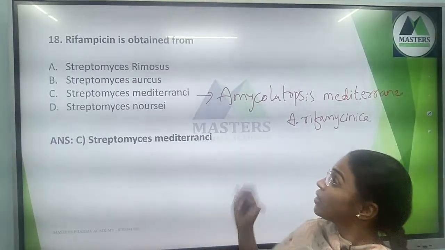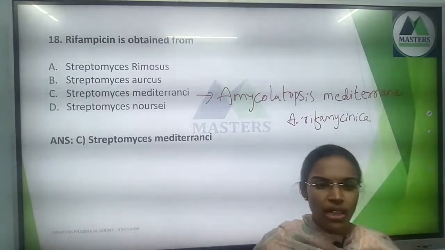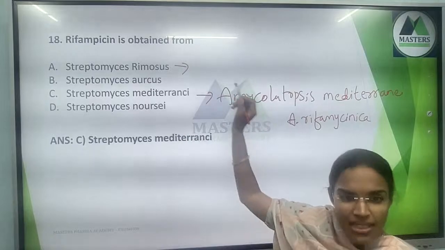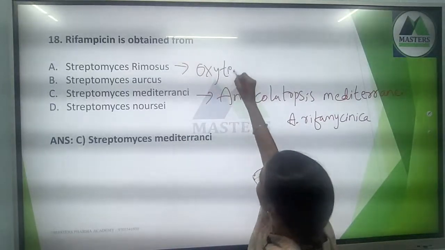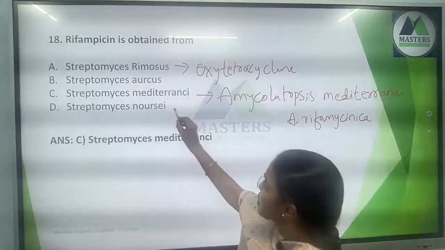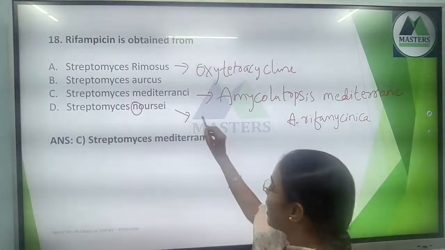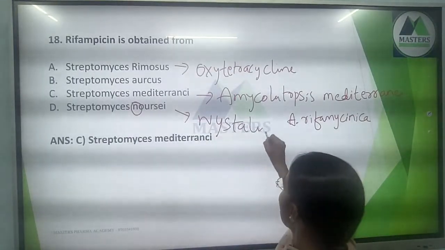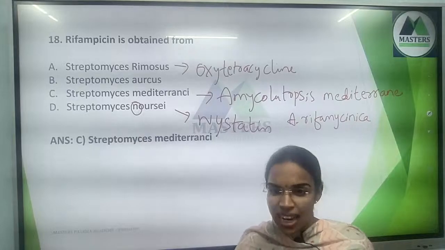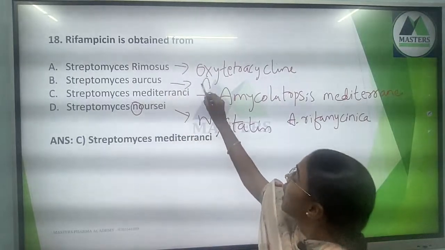Streptomyces rhinosus, option A, what does it give rise to? Antibiotics produced from Streptomyces rhinosus are the tetracyclines, especially oxytetracycline. Streptomyces norsci: remember, N for norsci, and N for nystatin. The antibiotic produced from Streptomyces norsci is nystatin. Streptomyces aureus produces azithromycin.